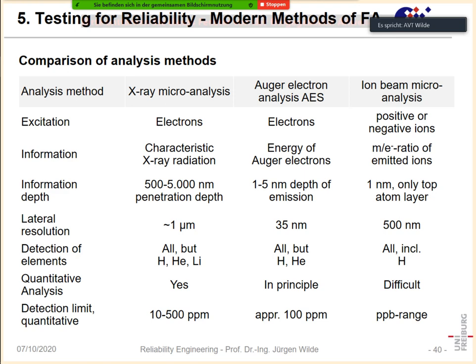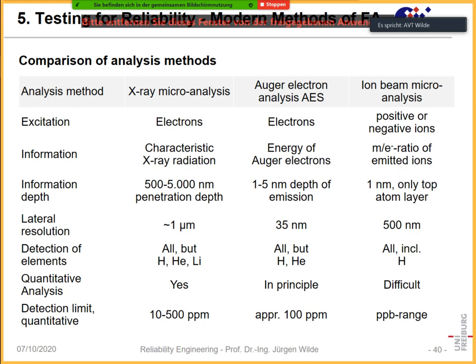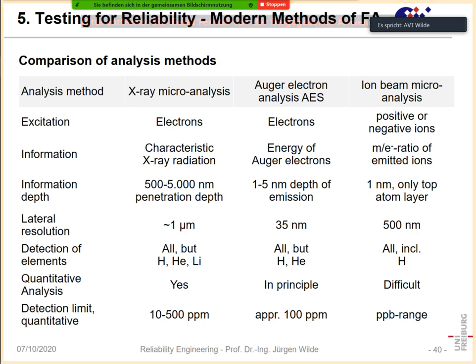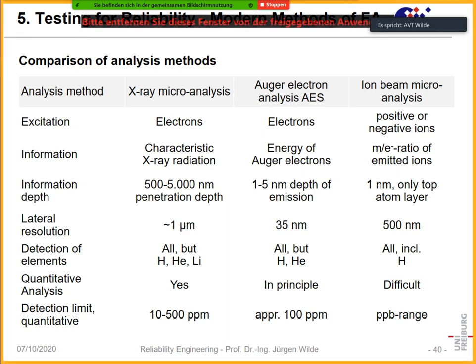Using a similar system, you can have Auger electron analysis. Here you have a very high resolution of the energy of these Auger electrons. The lateral resolution is very low, only 35 nanometers. We have a depth of 1 to 5 nanometers, so you can analyze only a few layers. Typically, you do a sputtering after an analysis, so you can get a depth profile. The detection limit is similar to the X-ray analysis.